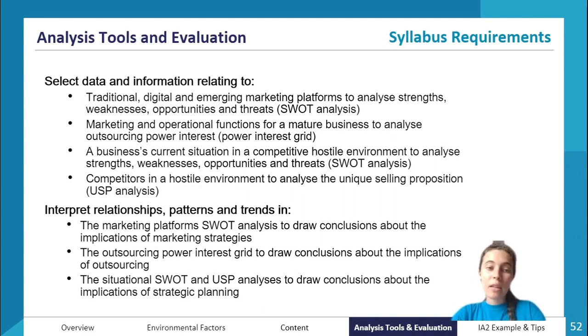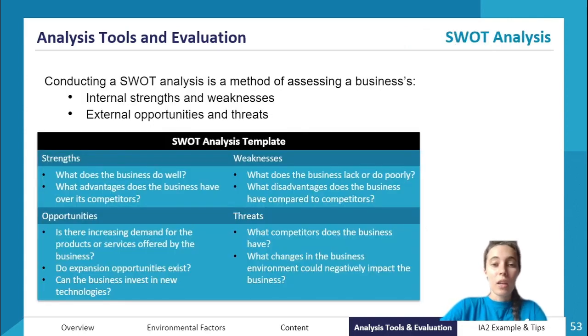So keep in mind that your piece of assessment is not going to get you to do all of this. So you won't be doing a SWOT analysis, a power interest grid, and a USP analysis. More than likely, we'll be doing one or two of these, but you still need to understand all of them because you don't know yet what you will have on your assignment. So let's go through each of these in turn, starting with our SWOT analysis.